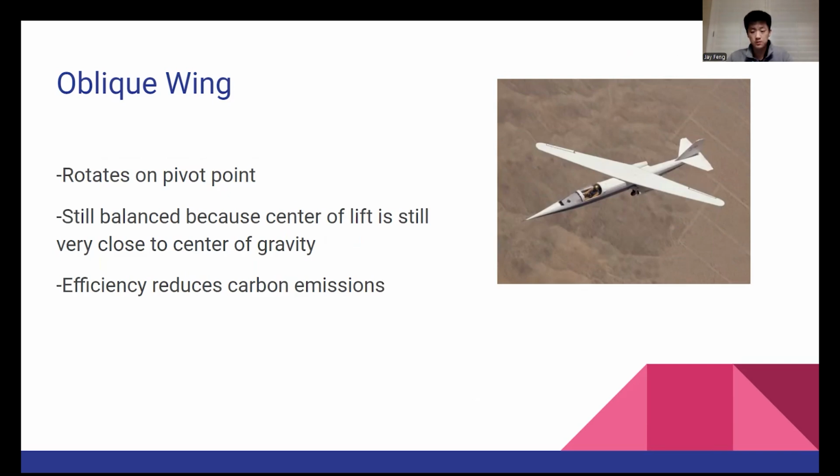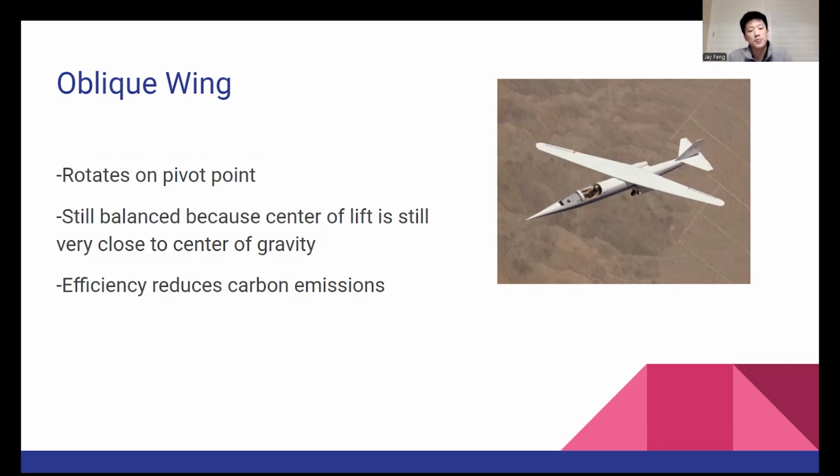So although one part of the wing is near the front of the airplane and another half is near the back of the airplane, this wing design is actually relatively balanced because the center of lift is very close to the center of gravity.